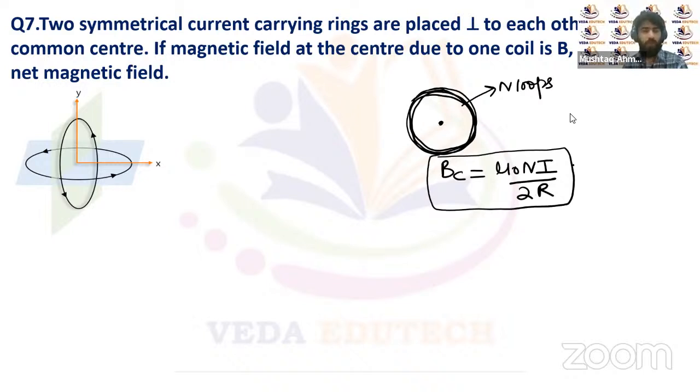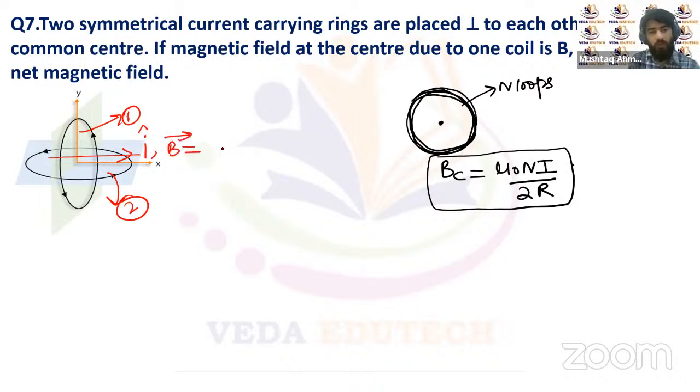So let's suppose this is the first coil, and this is the second coil here. I can see the direction of the magnetic field because of the first coil will be along this direction, or we can say along i cap direction, so it will be P i cap. And because of the second coil, it will be along the y direction, so the magnetic field will be P along j cap.